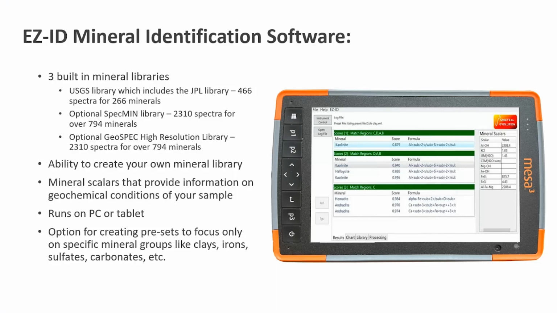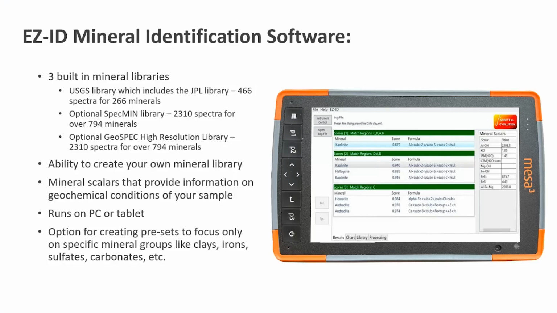So we have 3 different versions of our mineral libraries. We have the USGS library, which includes the JPL library, so that's 466 samples of spectra and 266 minerals. That comes with EasyID. We have 2 optional libraries to extend that with the SpecMIN library with 2,310 spectra for over 794 minerals, and then the optional GeoSPEC high resolution library, which was developed with our oreXpert with 2,310 spectra for 794 minerals.